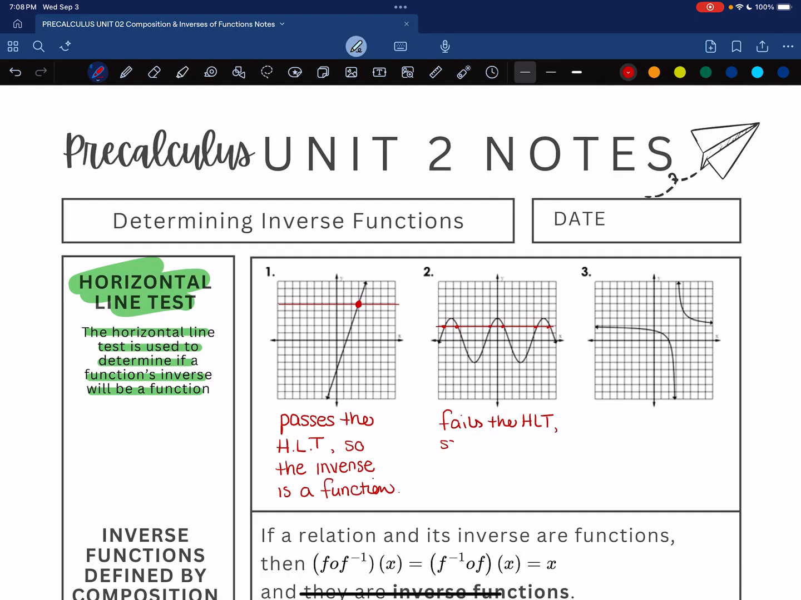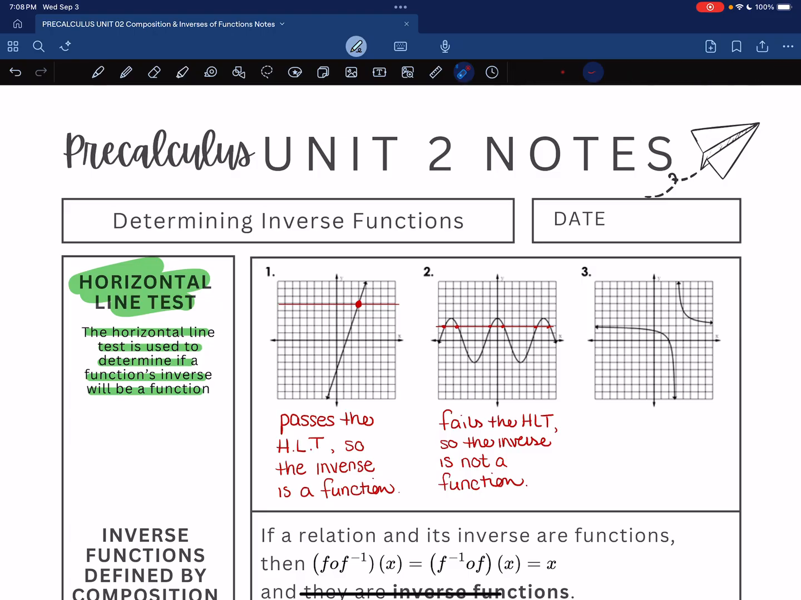So the inverse is not a function. We actually would not be able to find the inverse of this graph unless the domain was restricted so that it passed this test.